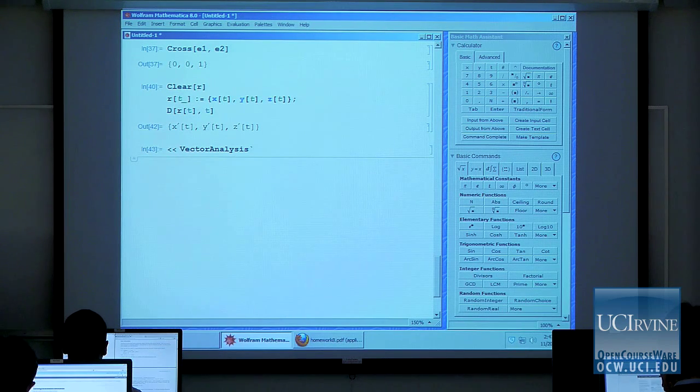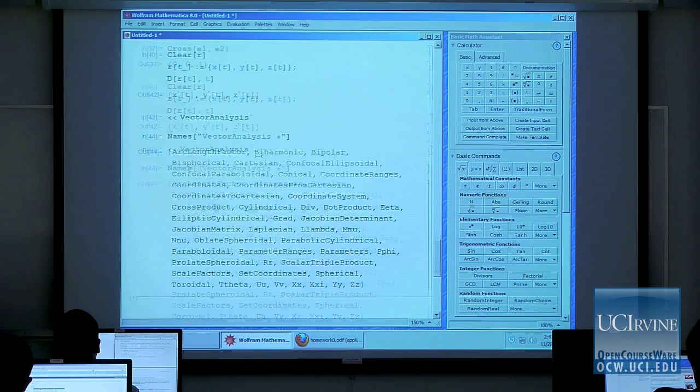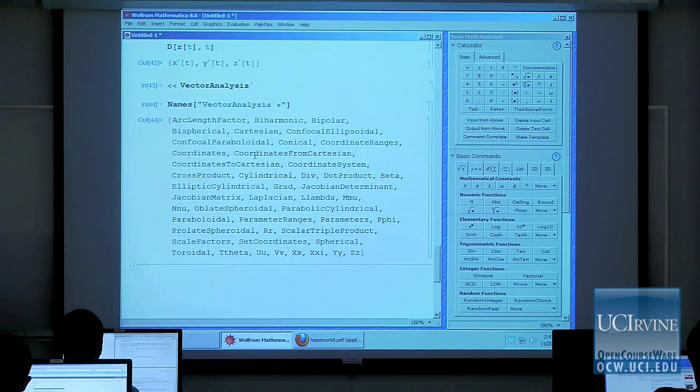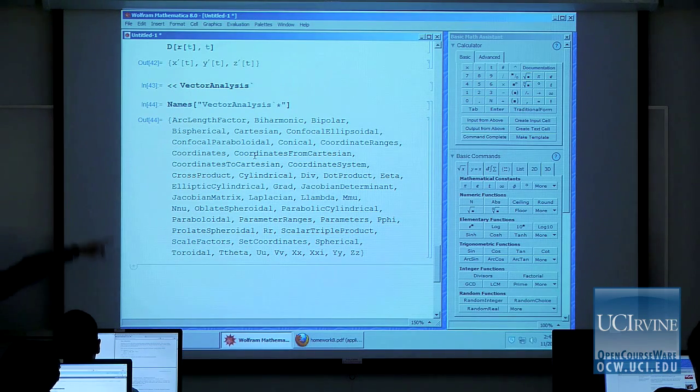And if you want to see what's in there, say names, double quote, vector analysis, left single quote, star, double quote, and you'll get a list of all the goodies that are in the vector analysis package, a lot of which probably don't sound particularly familiar to you. All right, but some of them are. So for example, you can see there's Laplacian is in there.